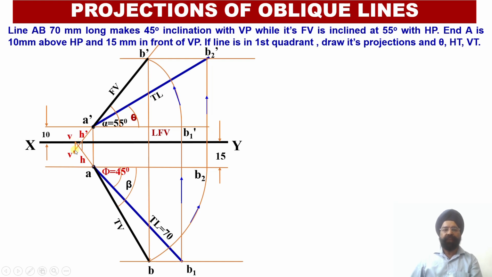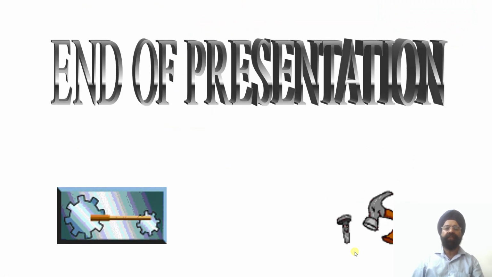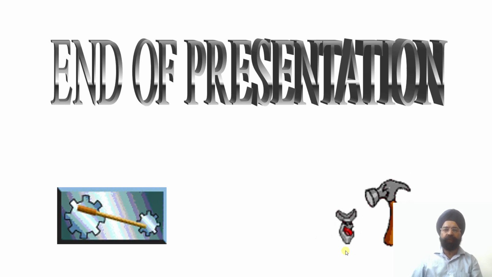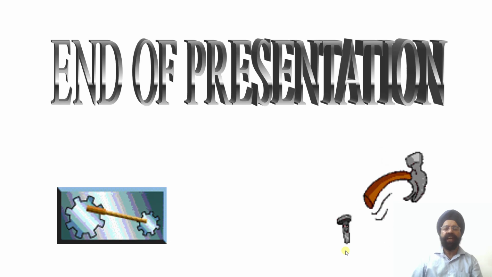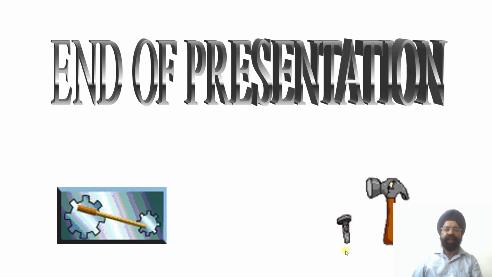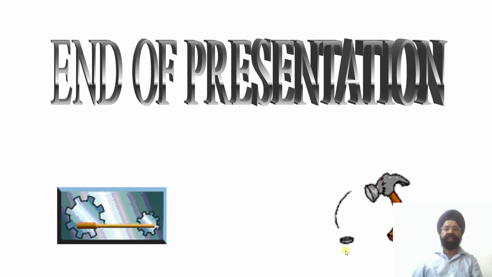So this way we can evaluate the horizontal trace as well as the vertical trace of a line in this oblique line problem. Now this is the complete discussion regarding the evaluation of the projections of the line, the true length of a line, and the orientations or the inclinations of the lines with respect to the horizontal plane as well as the vertical plane. We will be continuing with further discussion regarding a few more cases of the oblique lines in the coming lectures.